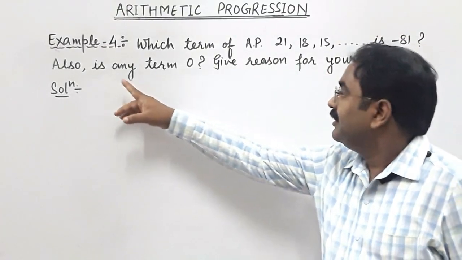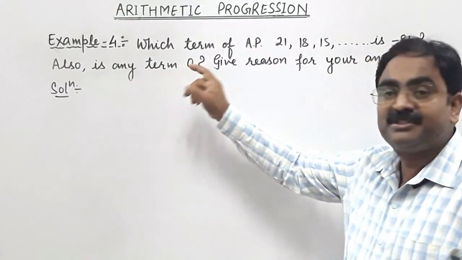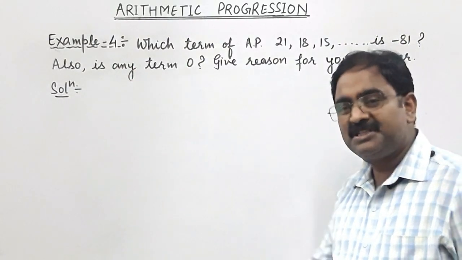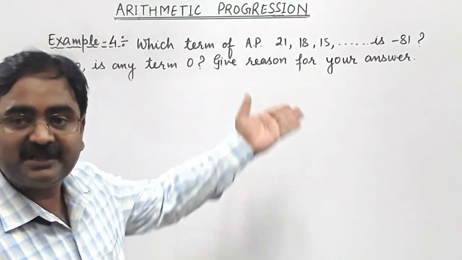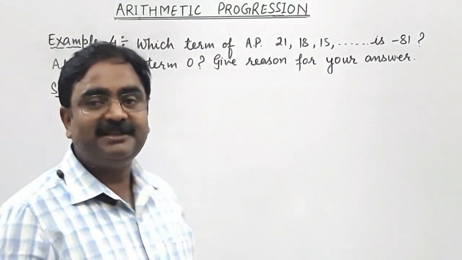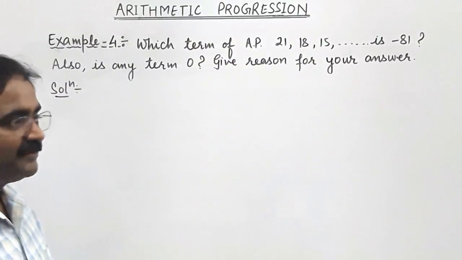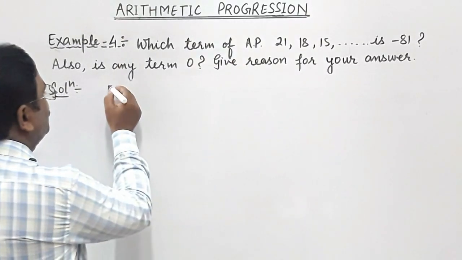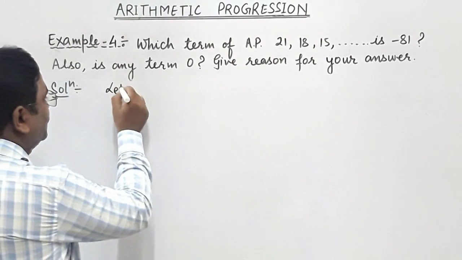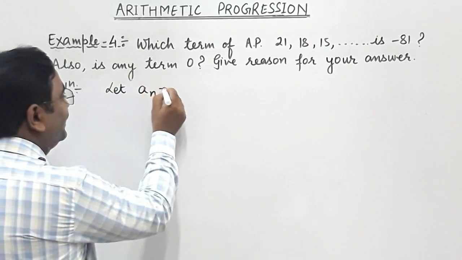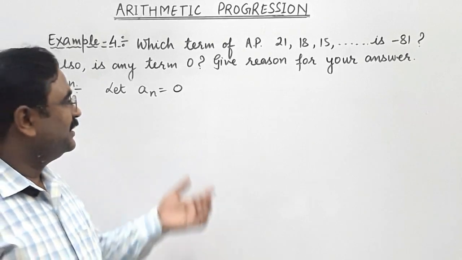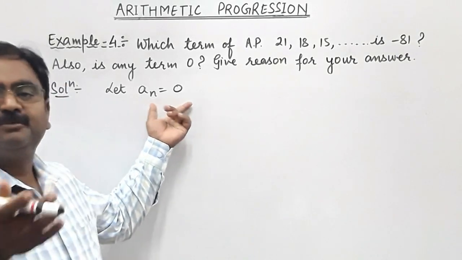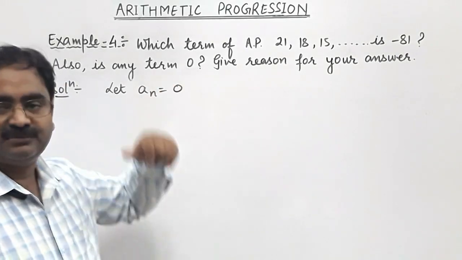The question is also asking, is any term 0? So let us decide whether 0 is any term of this series or not, and how it is decided. Let us see there in the explanation. So suppose an is equal to 0. We are taking it. Now suppose that the nth term of this series is 0.